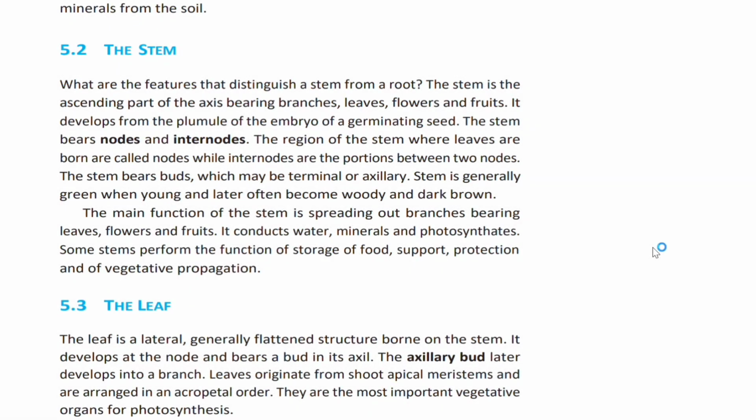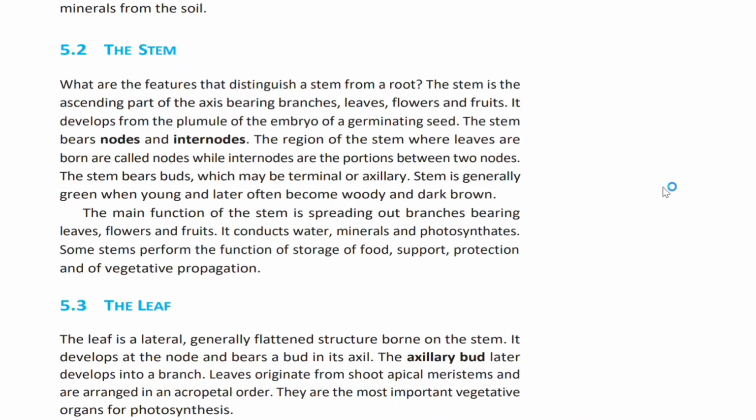5.2 The stem. What are the features that distinguish a stem from the root? The stem is the ascending part of the axis bearing branches, leaves, flowers and fruits. It develops from the plumule of the embryo of a germinating seed. The stem bears nodes and internodes. The region of the stem where leaves are born is called a node, while internodes are the portions between two nodes. The stem bears buds which may be terminal or axillary.